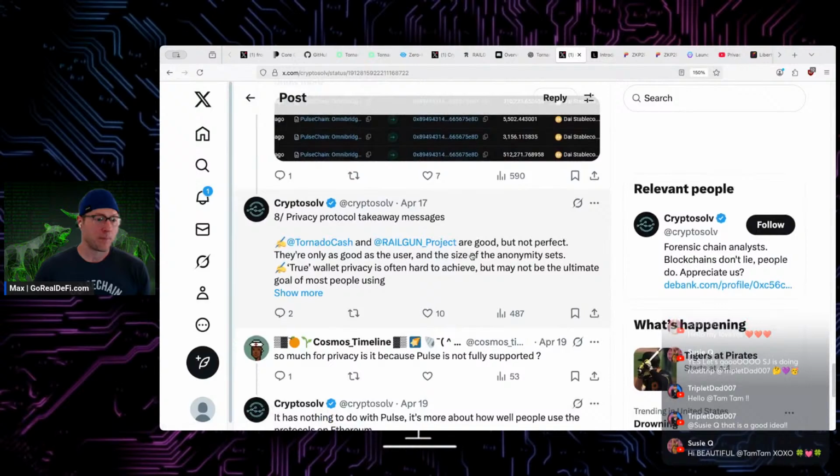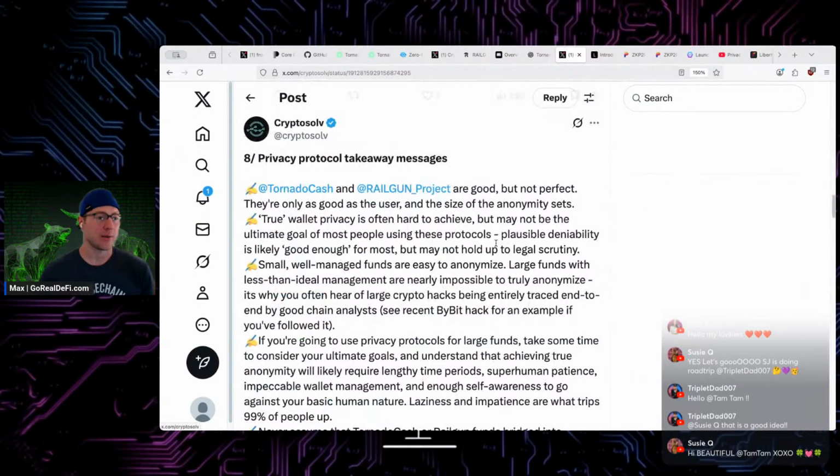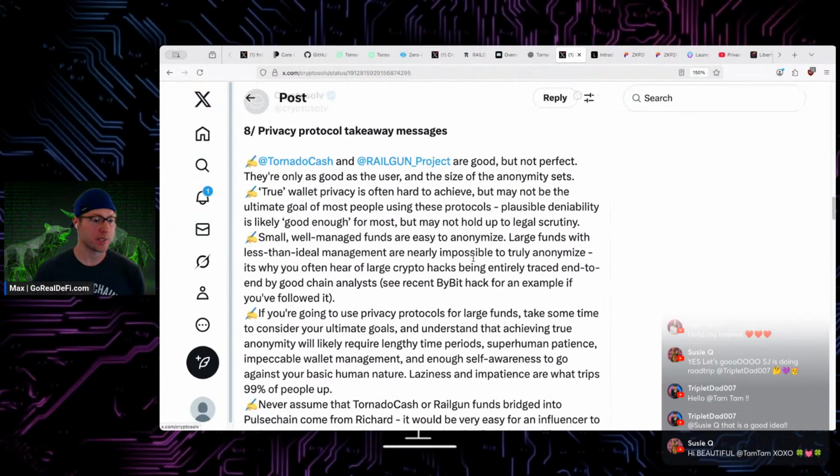Another example, privacy protocol takeaways. Tornado Cash and Railgun are good, but not perfect. They're only as good as the user and the size of the anonymity sets. True wallet privacy is hard to achieve, but it may not be the ultimate goal of most people using protocols. Plausible deniability is likely good enough for most, but it may not hold up to legal scrutiny.